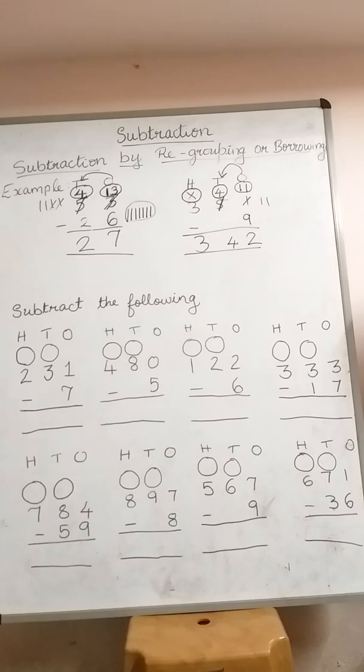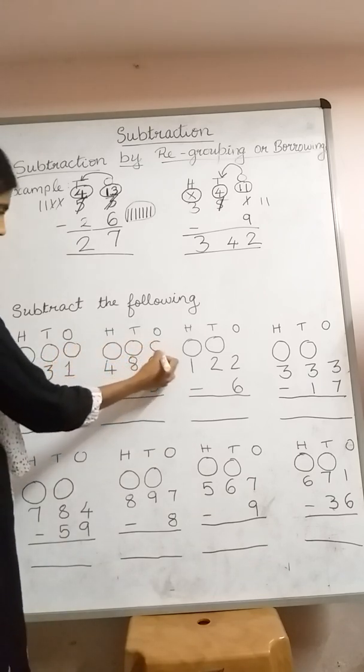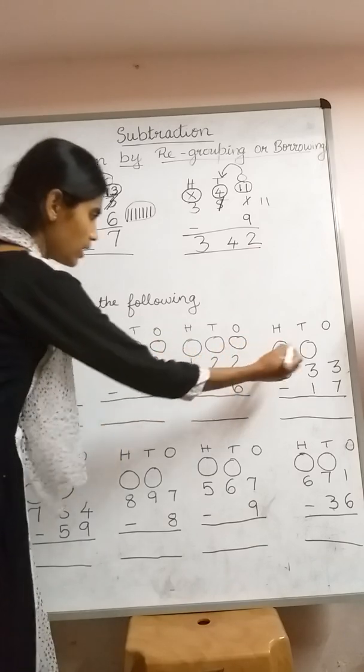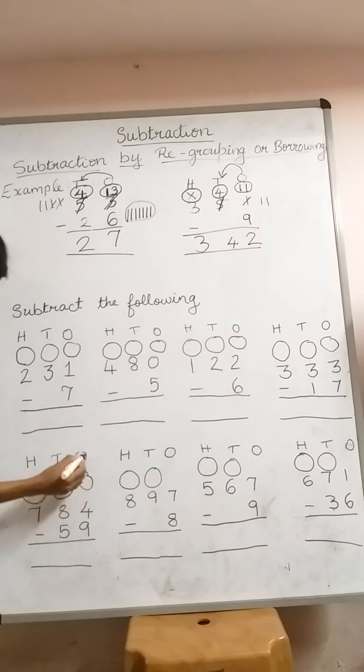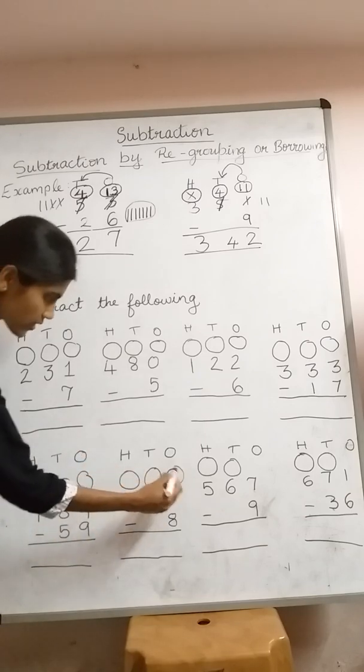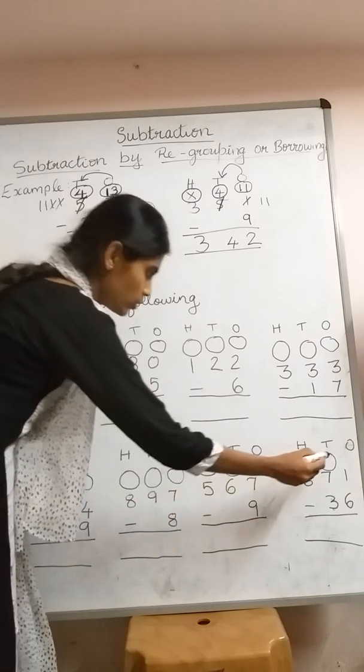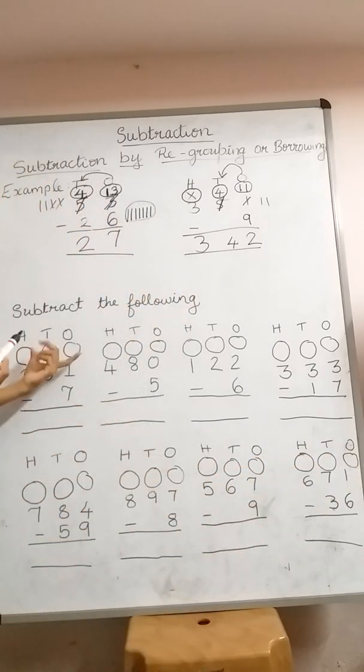So here I have given circles. Even here at the ones place also I am going to draw a circle. So you can draw. Before solving subtraction sums, you can keep these circles ready. Fine. These circles are, if at all we want to borrow, we can make use of these circles.